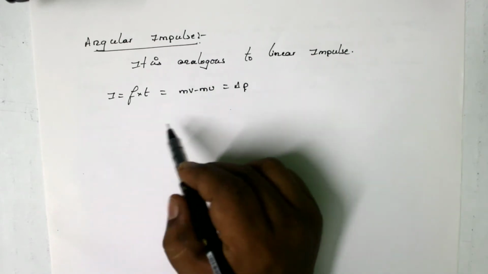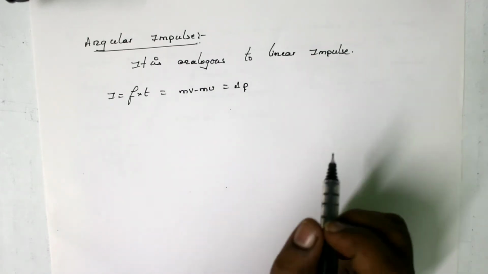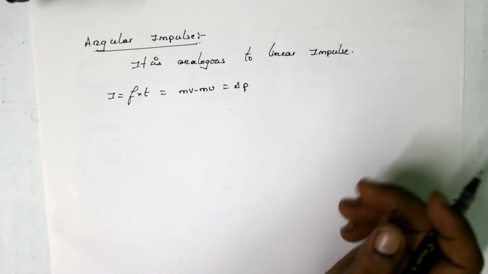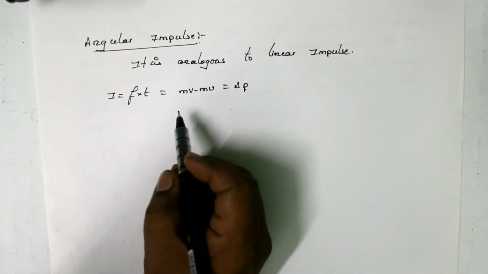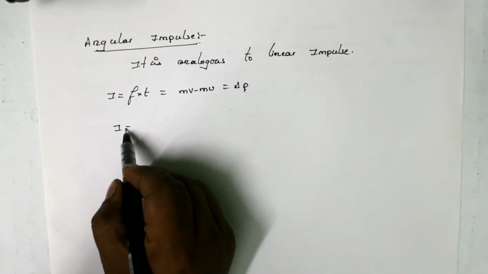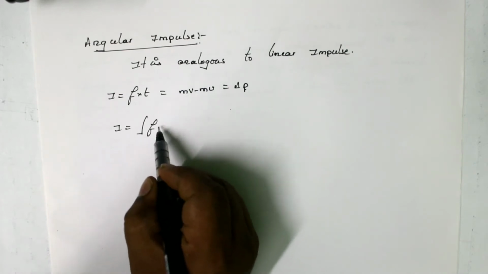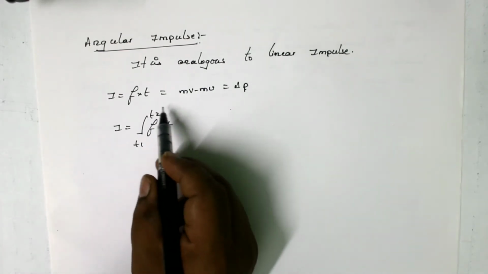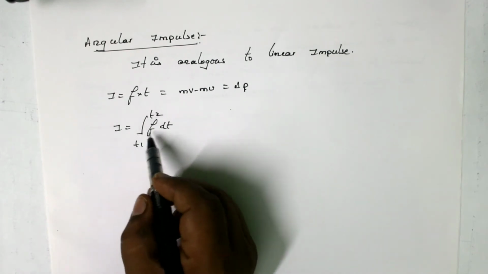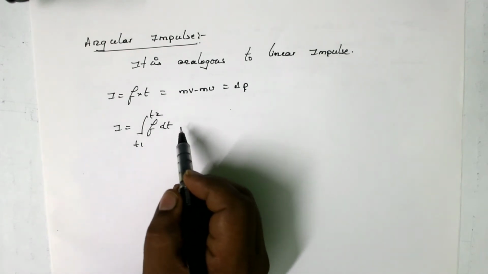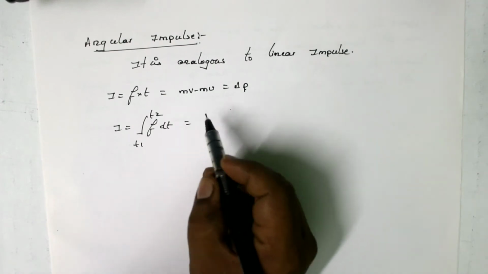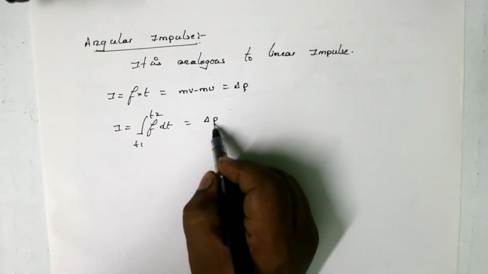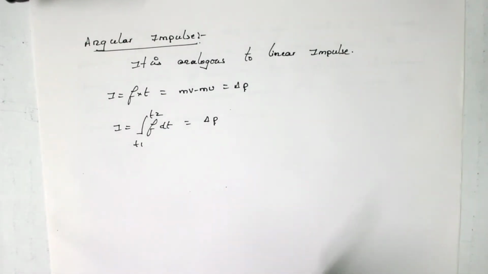This is the equation I can write if the force is constant. If the force is not constant, the same equation I can write like this: I is equals to the integration of F dt, with limits from t1 to t2. This is also the equation for impulse. If the applied force is not constant, it is still responsible for a change in linear momentum of the center of mass of the body.